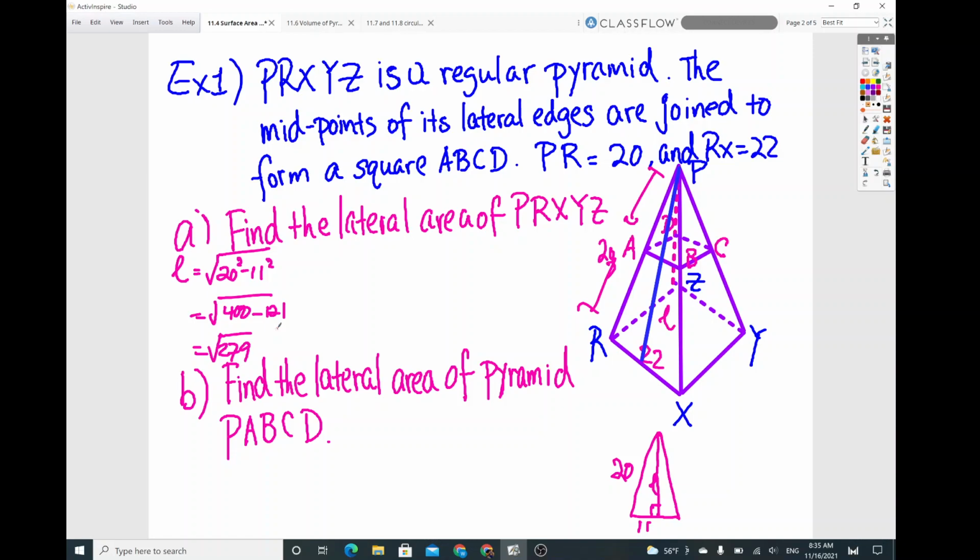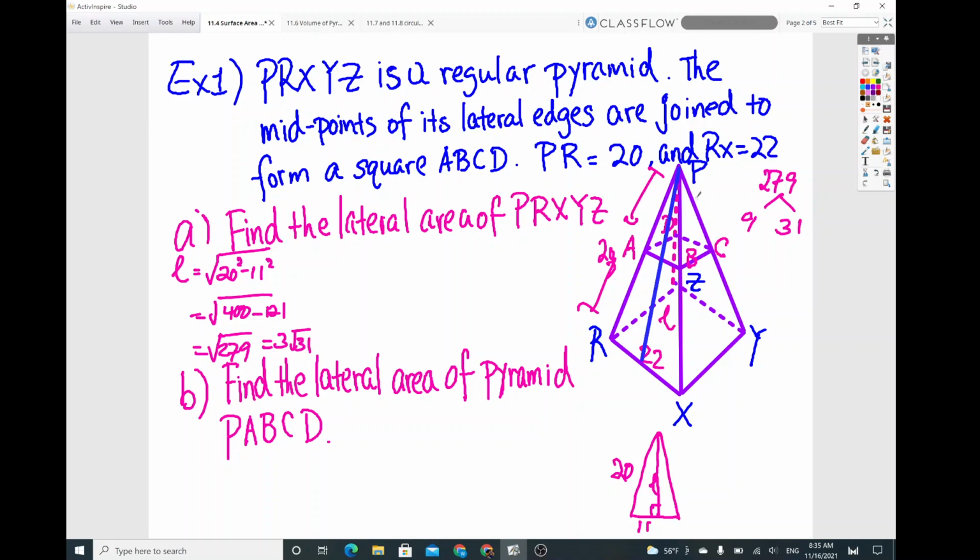Another thing that we can do is factor it. So 279, if you divide it by 3, that would be 93. Let's divide by 9 perhaps. 279 divided by 9 is 31. So this can be simplified to 3 root 31.